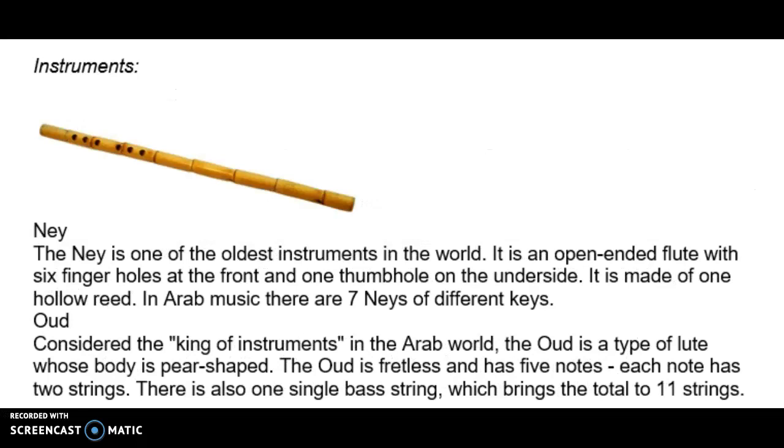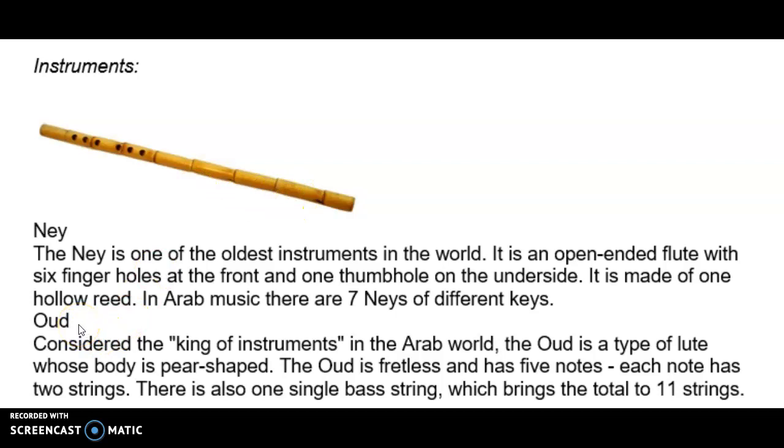Now, this candidate showed you the instruments that you have to know. The ney is one of the oldest instruments in the world. It's an open-ended flute with 6 finger holes at the front and 1 thumb hole on the underside. It is made of 1 hollow reed. In Arab music, there are 7 neys of different keys. That's not important. You have to be able to hear the ney flute.